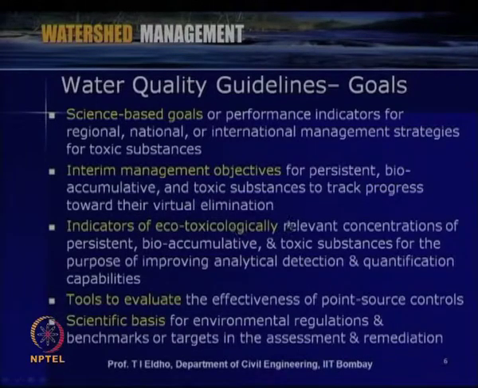And then indicators of ecotoxicology, like relevant concentrations of persistent, bioaccumulative or toxic substances, for the purpose of improving analytical detection and quantification capabilities, are needed when we set the specific goals as far as the water quality guidelines are concerned. Accordingly we should have the tools to evaluate the effectiveness of point source controls or non-point source controls. As we discussed, the pollutant source can be point source or non-point source. The point sources we can easily identify, evaluate, and then try to control. So we can set our water quality guidelines depending upon from where the pollutant source comes, whether it is point source or non-point source, and accordingly we can set our goals.